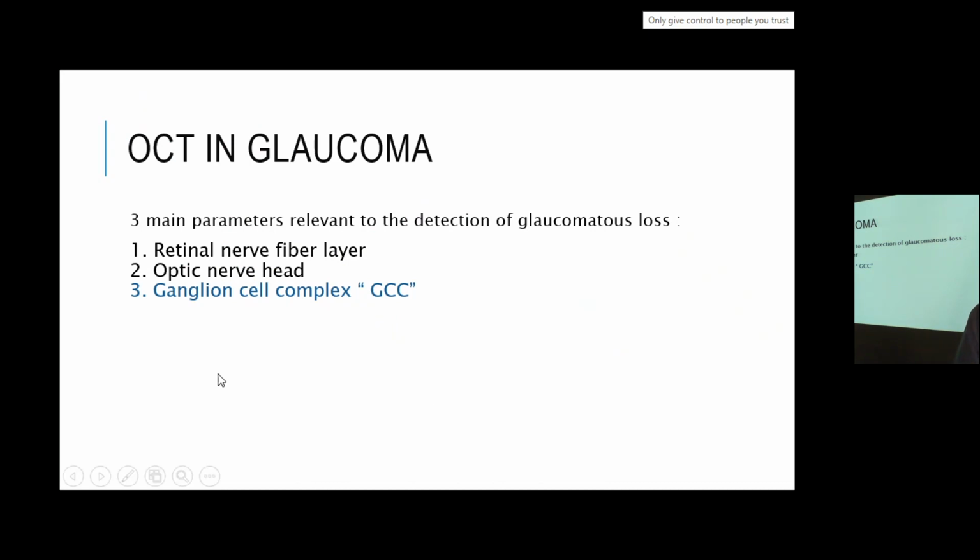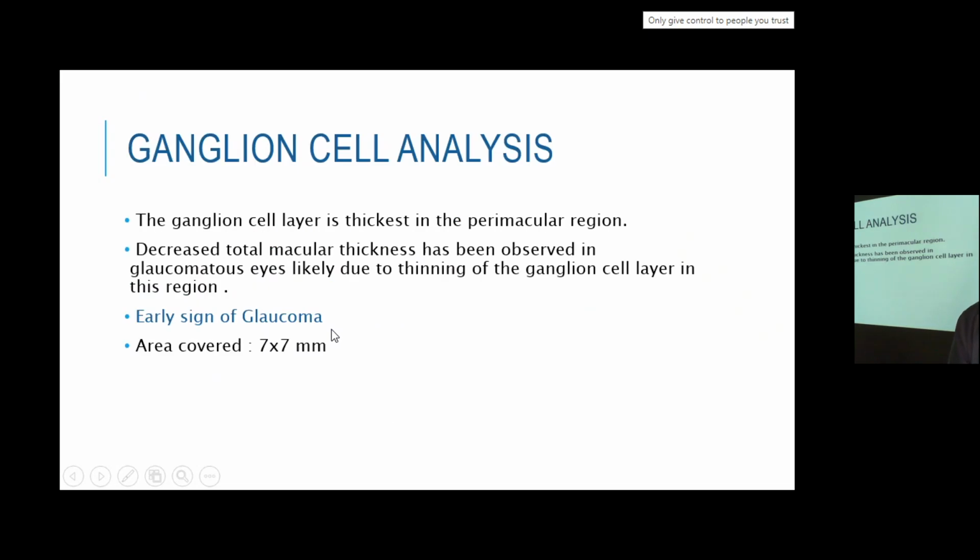Okay. The third parameter is the ganglion cell layer complex. The ganglion cell layer is the thickest at the paramacular region. Decreased total macular thickness has been observed in glaucomatous eyes, likely due to thinning of the ganglion cell layer in this region. It indicates early glaucoma. The area measured is 7 by 7 millimeters.